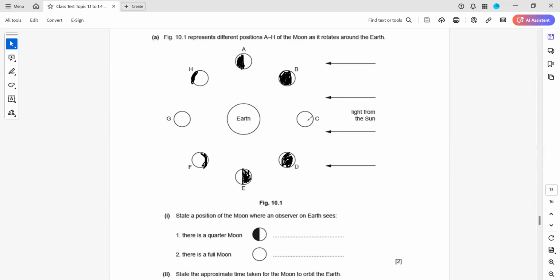And you can say here at this position, full moon, or not full moon, I mean new moon will be there. Full moon is at position G. So these are the positions. So there's a quarter of the moon, so that is position A, and full moon is there at position G.